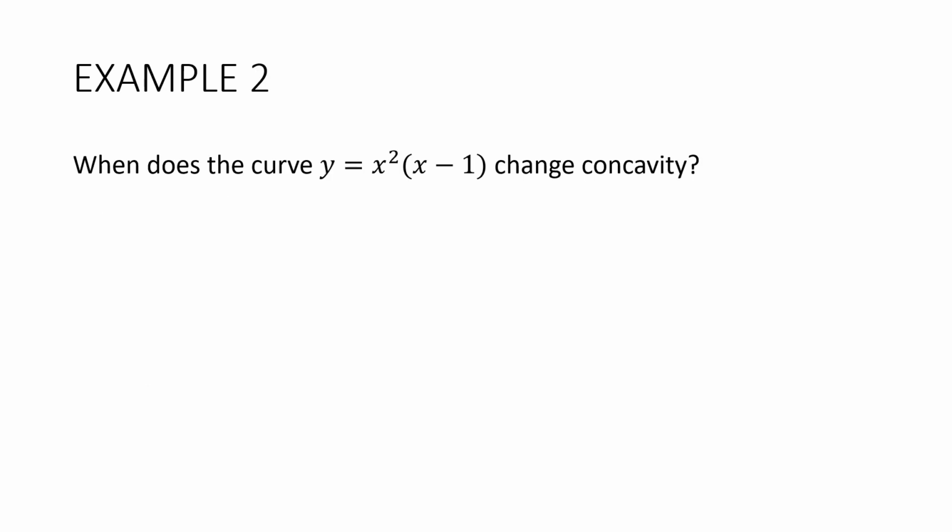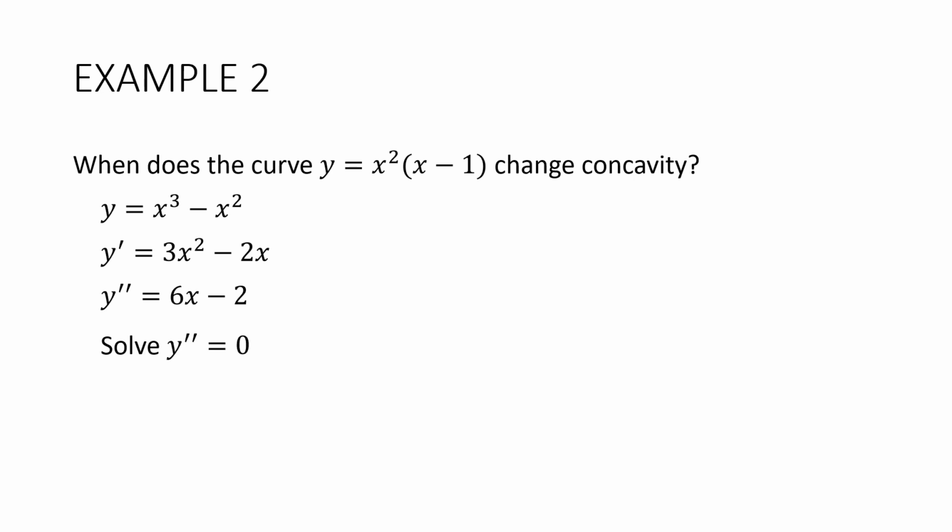Example 2. When does the curve y equals x squared multiplied by x minus 1 change concavity? So again, we want the second derivative and we want to put that equal to 0. The easiest way to differentiate this is not the product rule, it's to expand it out first. So y is equal to x cubed minus x squared. Differentiating, we get 3x squared minus 2x, and differentiating again, we get 6x minus 2.